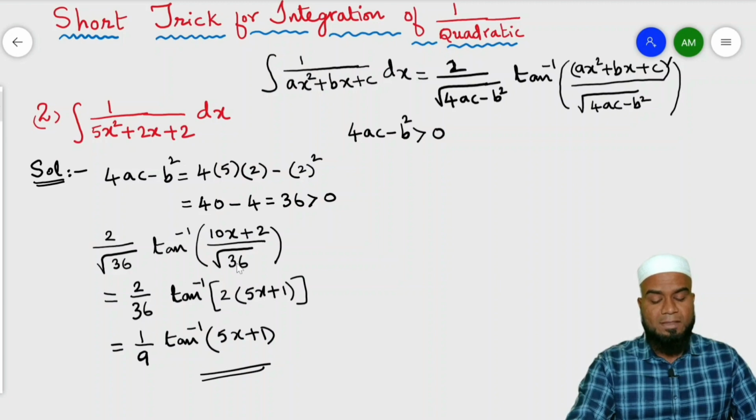Now you can take the square root of 36 outside, it will be 2 by 6 tan inverse of, here 2 can be taken out. So if I take 2, then 5x plus 1 will remain. This 2 can be taken out, it will become 4 by 36 is there. So 4 by 36 is 1 by 9 tan inverse of 5x plus 1.